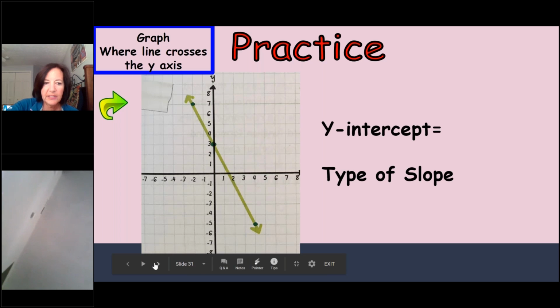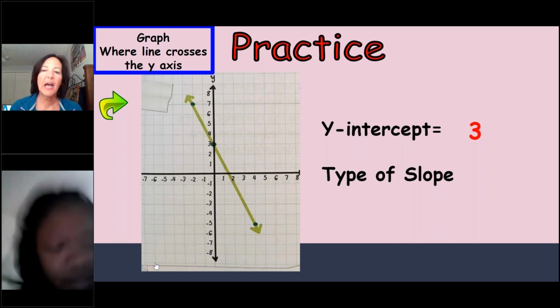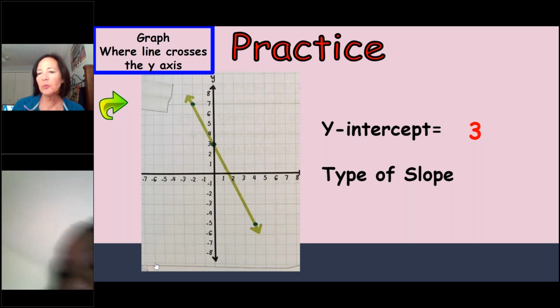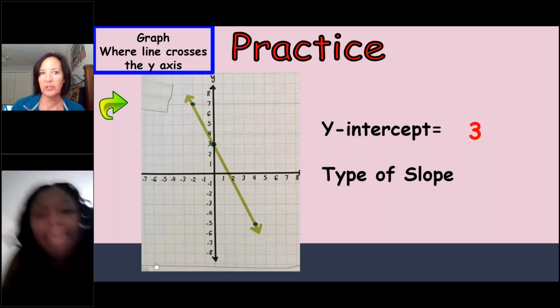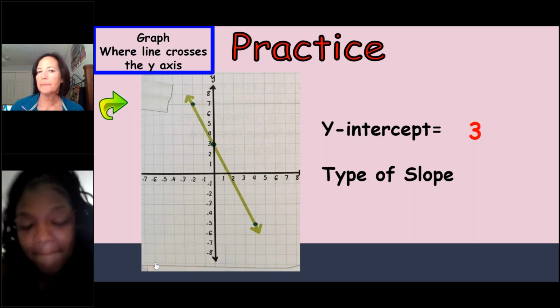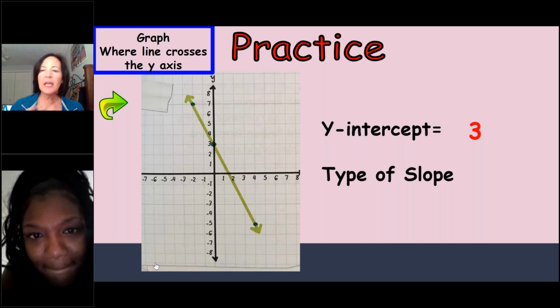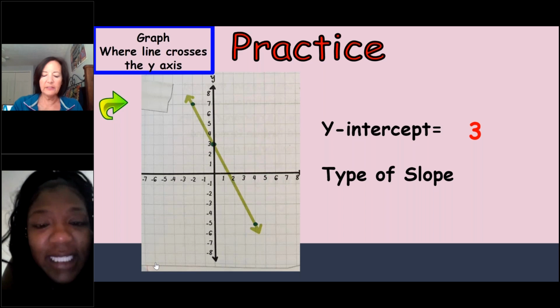Okay. So the y-intercept is 3. Nice. Now, last week when we were going over our definitions, we talked about types of slope. We talked about positive slope, negative slope, and no slope or 0 slope. So are you familiar with those terms at all, Taylisha? Okay. So this line, do you know, because we haven't talked about it this week, what type of slope is it? Is it positive slope, negative slope, or 0 slope?